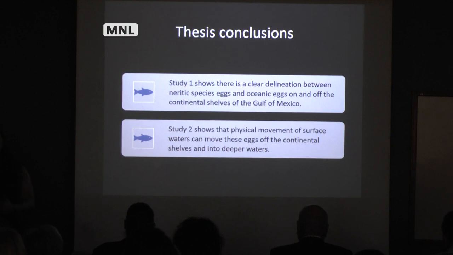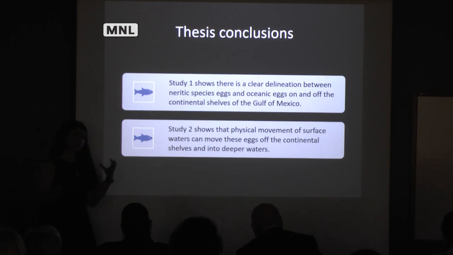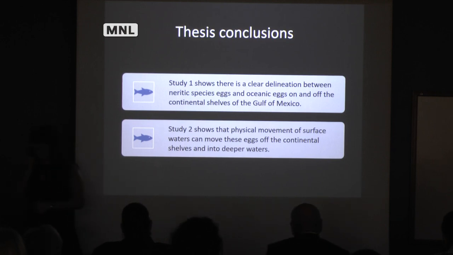Overall, we had two major conclusions for this whole master's. So I found that study one shows that there's a clear delineation between the neritic fish species spawning on the continental shelf and that the oceanic species are typically found in deeper waters. But in study two, we saw that physical movement can mess this all up. And so, yes, they're still probably spawning on the continental shelf, but we're collecting them in different areas. So we have to make sure to understand all these processes to combine our different skills at the college in order to understand what is going on in a broader scope.